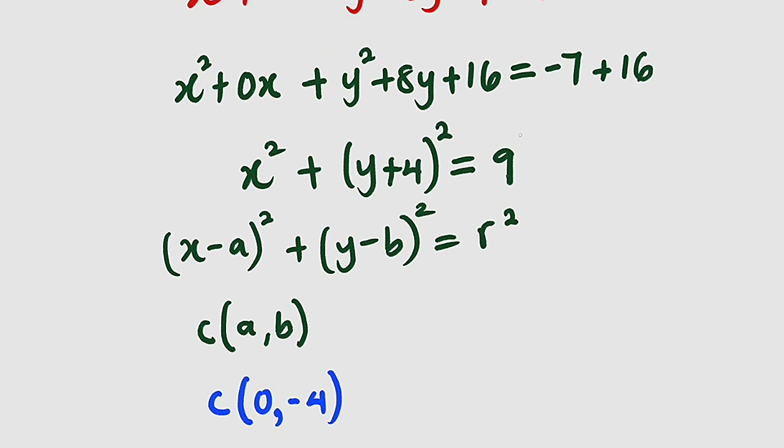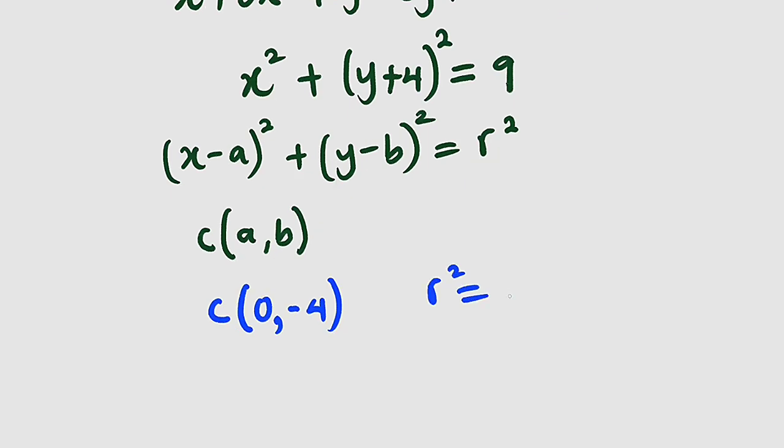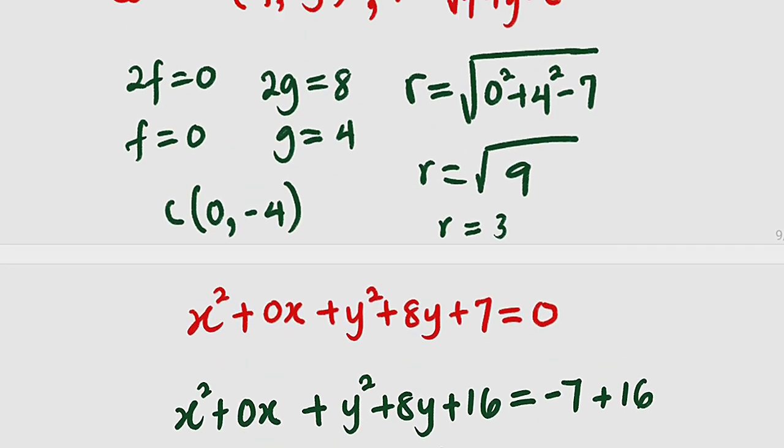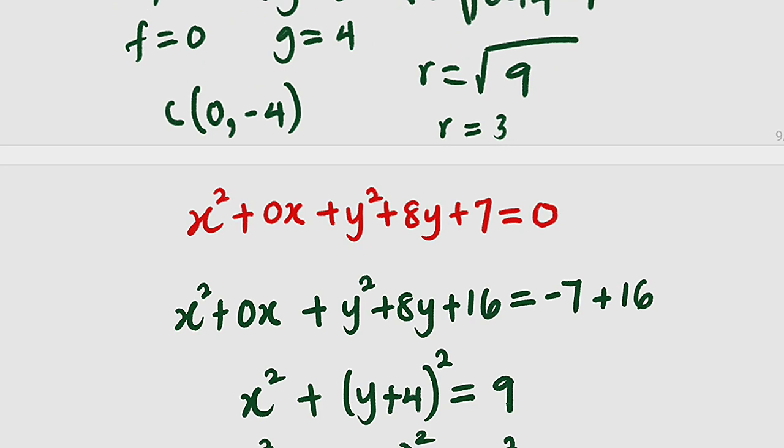On the right hand side, you can see that r squared will be equal to what? 9. So r squared equal to 9, which implies that r must be equal to 3. You see, the radius is equal to 3. So this is all about the first question.